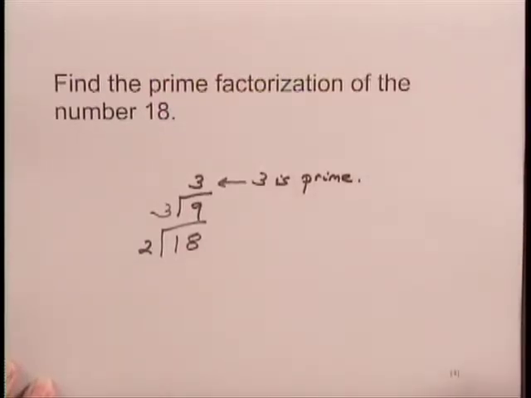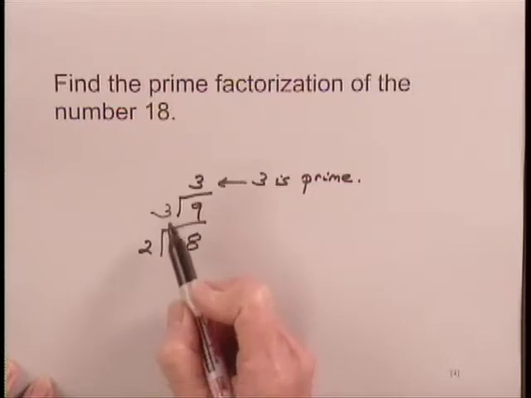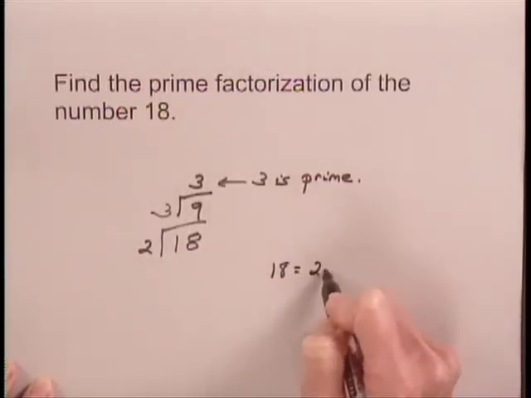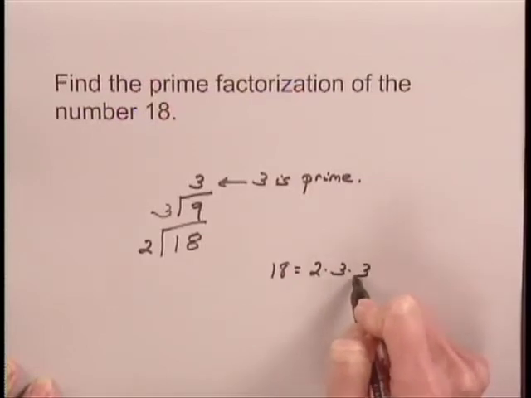So from this series of divisions, we can read the prime factors of the number 18. They are 2, 3, and 3. So the prime factorization of 18 is 2 times 3 times 3.